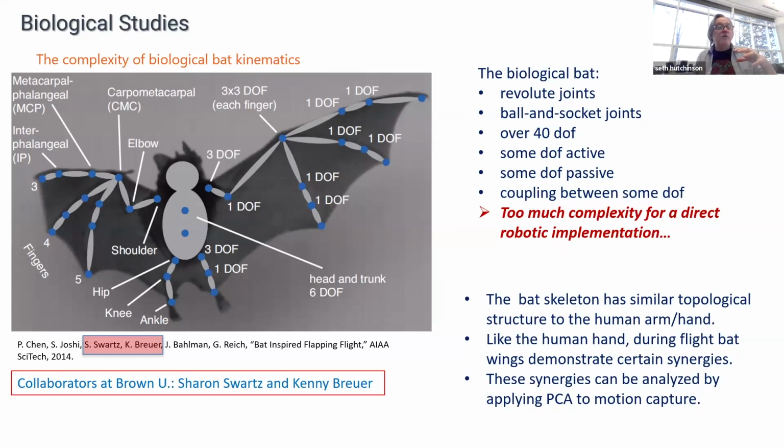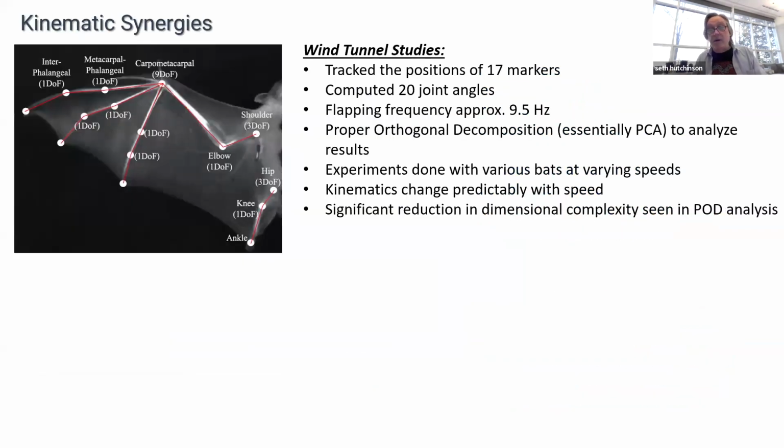And so if we can capture the synergies between the different degrees of freedom, we may be able to solve this by finding a low-dimensional manifold in the configuration space that gets me all of the interesting things that I need to do what I want my bat to do, right? And so Kenny and Sharon, they did this. They took their bat, put the bat in a wind tunnel, put markers on it, tracked the markers, solved an inverse kinematics problem to compute the joint angles for the robot. I'm sorry, for the bat as a function of time.